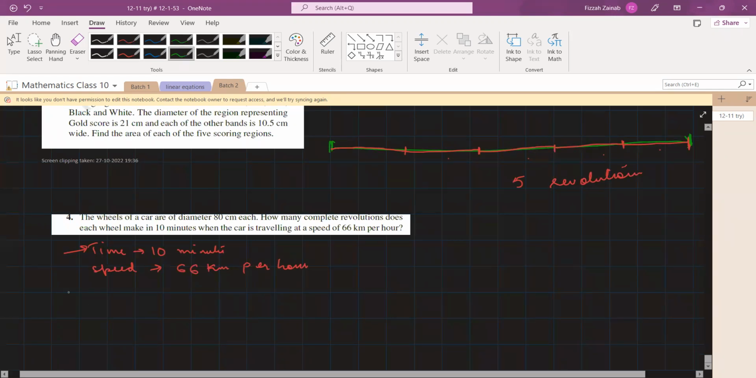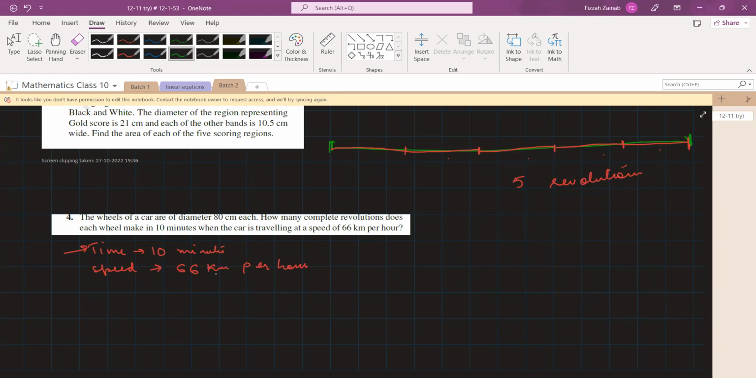Okay, now there's a problem here. The time is given in minutes and the speed is given in per hour. So how can I write this? I can write 66 kilometer per hour, meaning this hour will come in the denominator. Understand? Okay. Now you convert this kilometer into centimeter. Why centimeter? Because in the question centimeter is used. Got it?